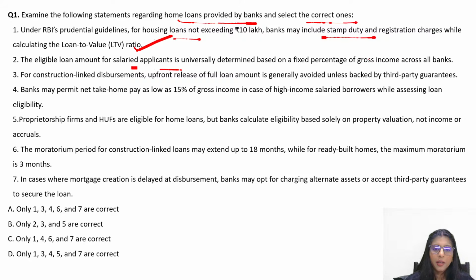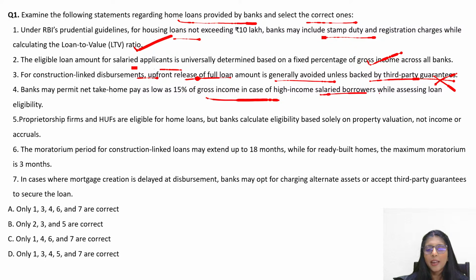For construction linked disbursement, upfront release of full loan amount is generally avoided unless backed by third party guarantee. It's incorrect. Upfront disbursements are strictly not allowed under construction or greenfield projects regardless of third party guarantee. So for this it requires third party guarantee. Bank may permit net take home pay as low as 15% of gross income in case of higher income salaried borrowers while assessing the loan eligibility. Yes, correct.